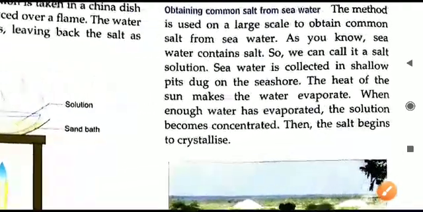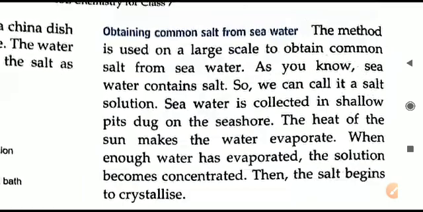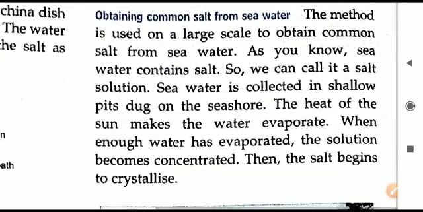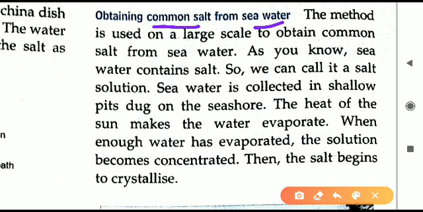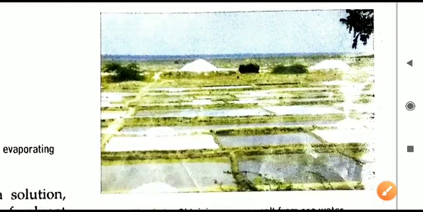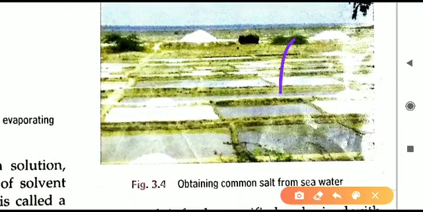So similarly, commercial salt, the common salt that we are using in our food, is also made by this method. The common salt is obtained from seawater. So how is it done? You see in this photograph, these are large areas of land, and in this seawater is put. Now, how will we heat this seawater? It is done using sunlight.